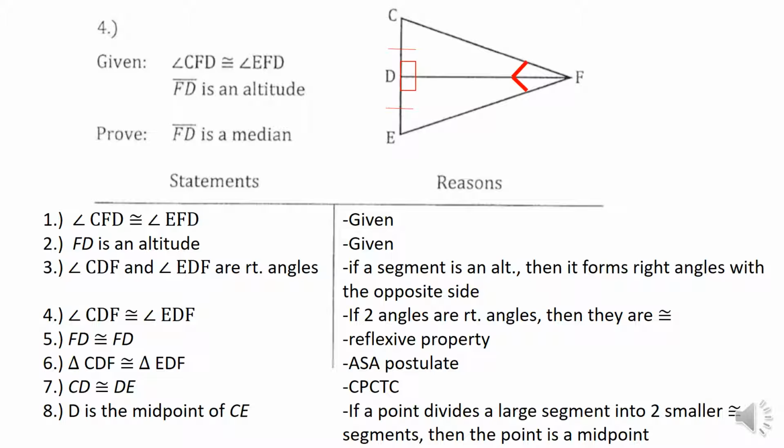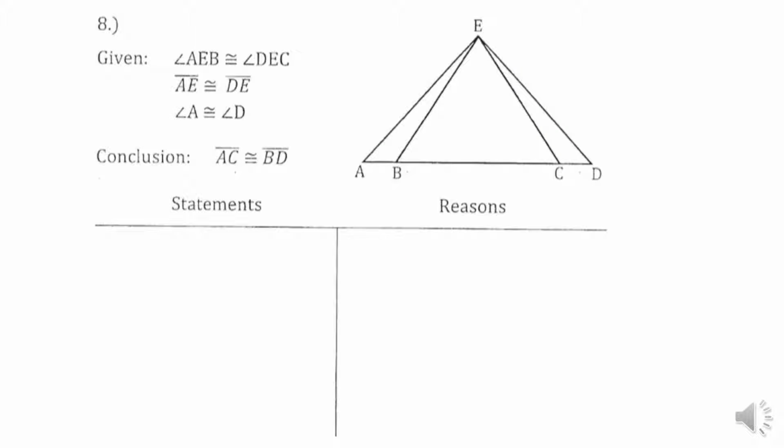So now we've shown that FD extends from an angle F, to the midpoint of the side opposite that angle. So we have proved that FD is a median. All right, this is the last problem we're going to look at.